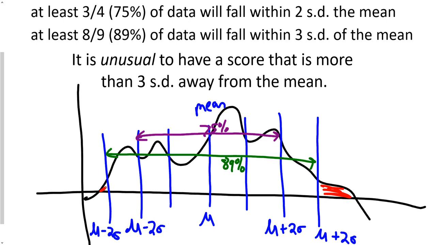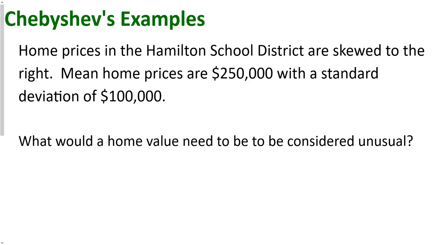So how we can use Chebyshev's theorem is we can look at an example. Home prices at Hamilton School District. So home prices in Hamilton School District are skewed to the right. Mean home prices are $250,000 with a standard deviation of $100,000. What would a home value need to be considered unusual or an outlier?